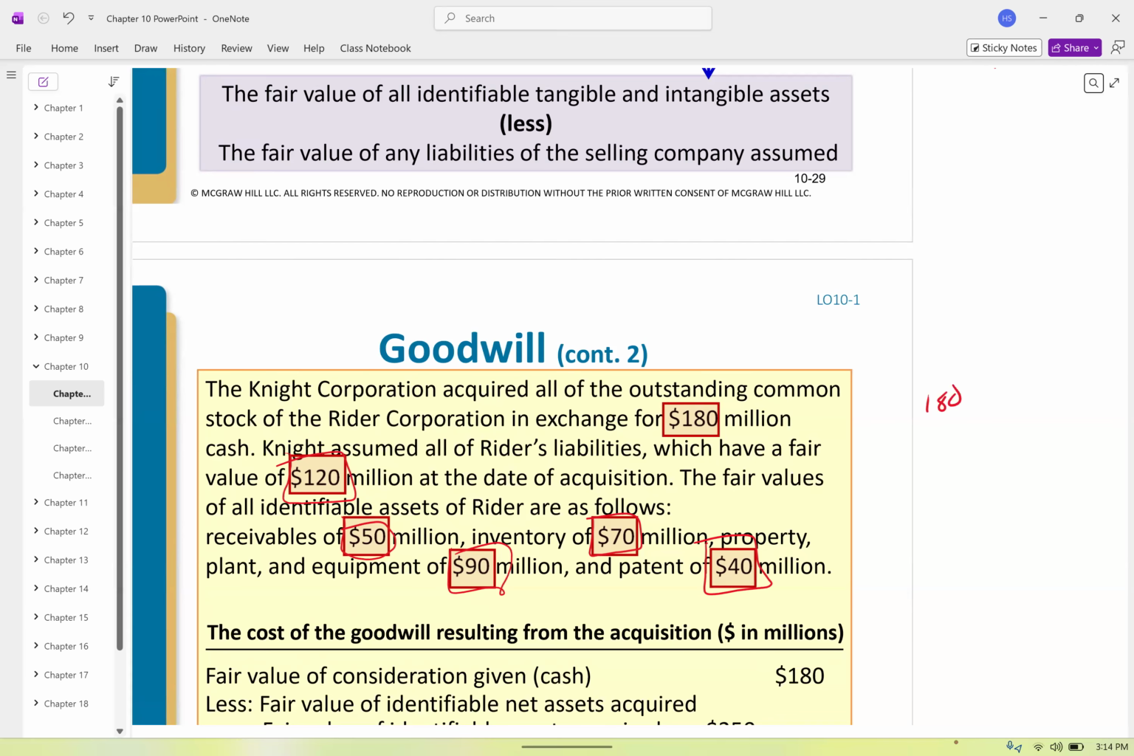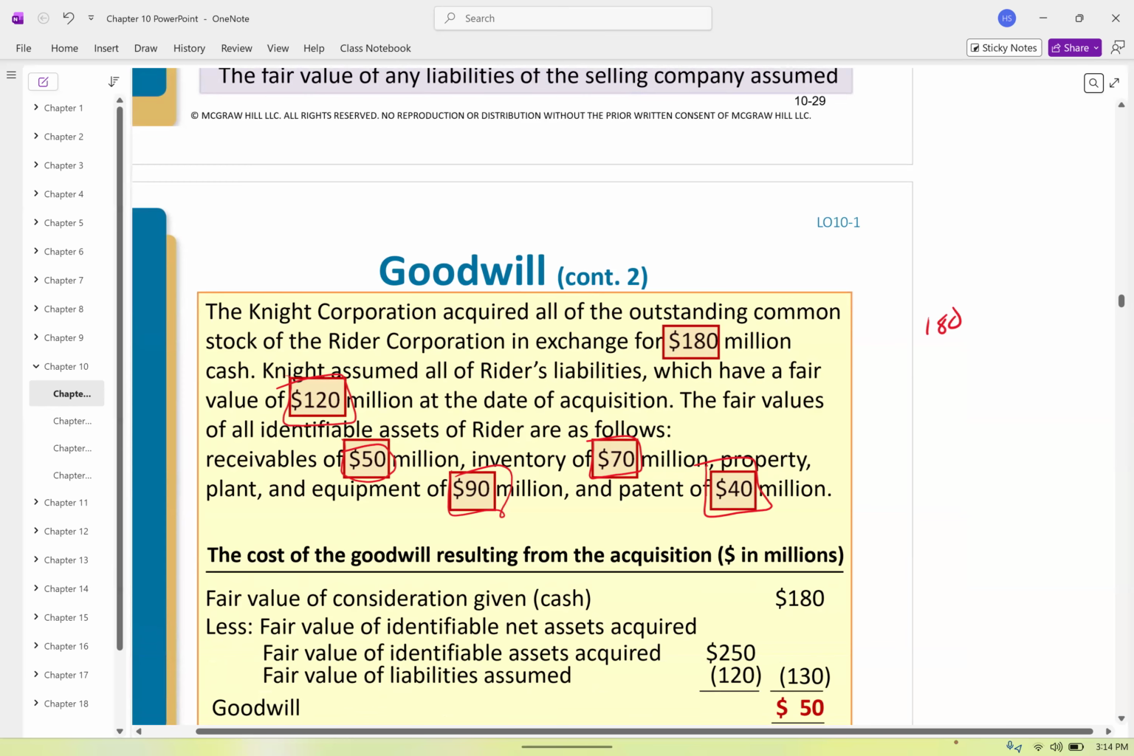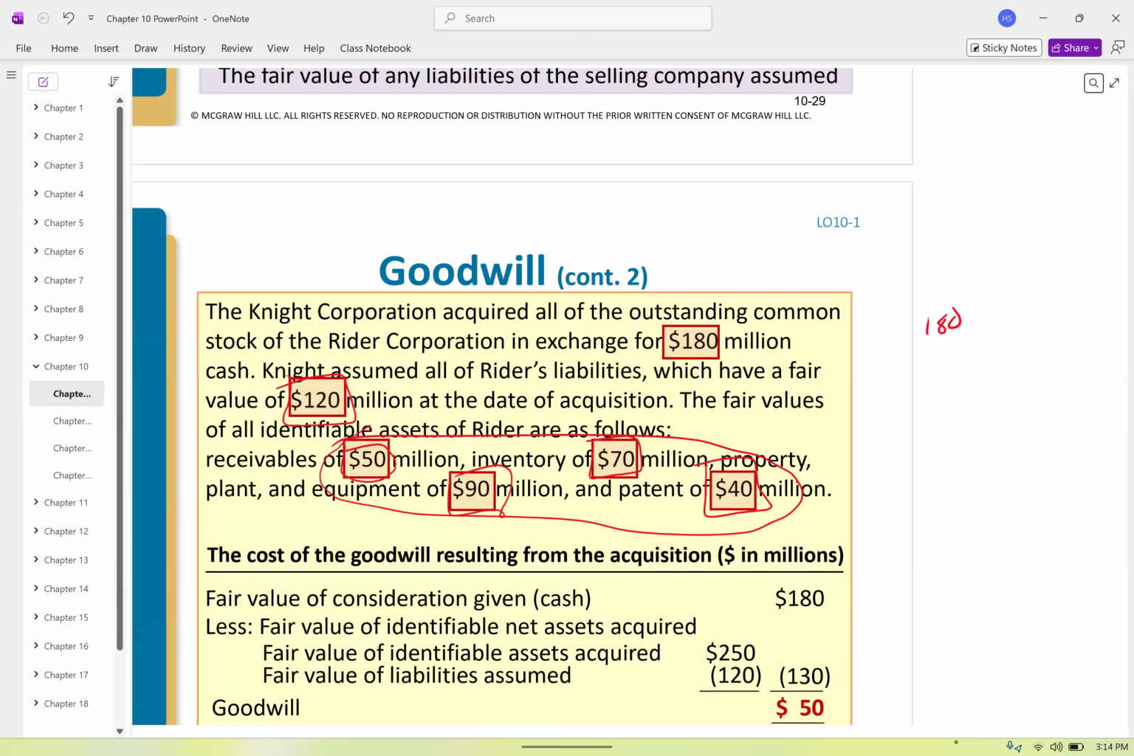Okay, so 250 million was the identifiable fair value of the assets. 250 minus the 120 liabilities gives us 130 million. But they're willing to pay 180 million for assets that are worth 130. There's something there. Sometimes we really just don't even know what it is, but they were willing to pay $50 million extra in goodwill. So we attribute that to goodwill.